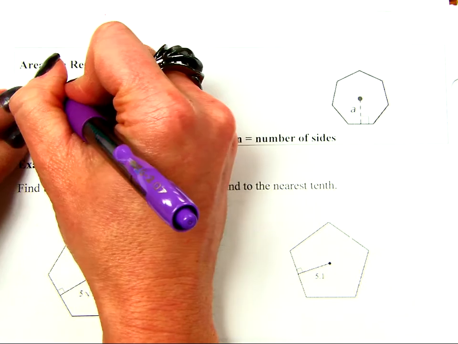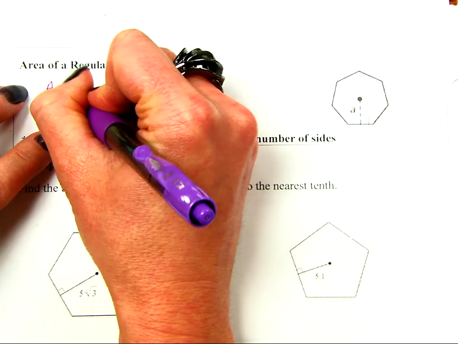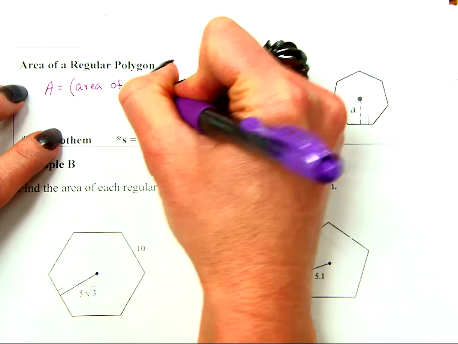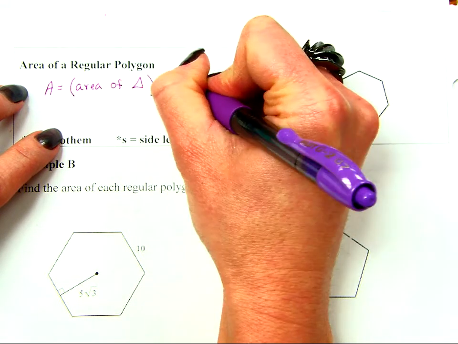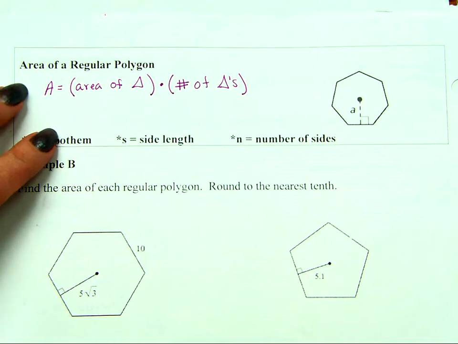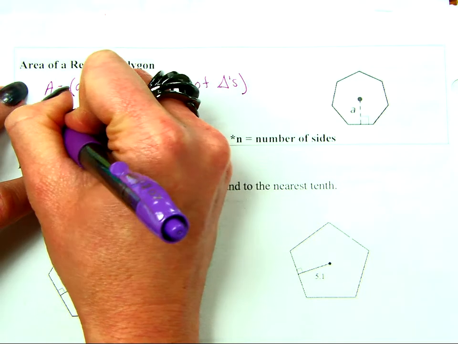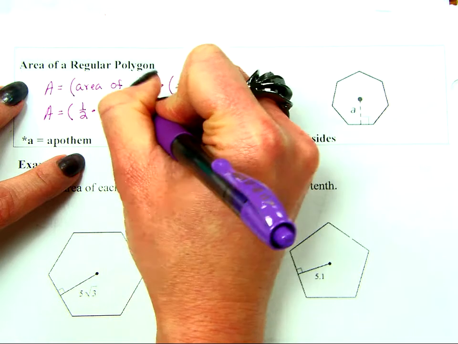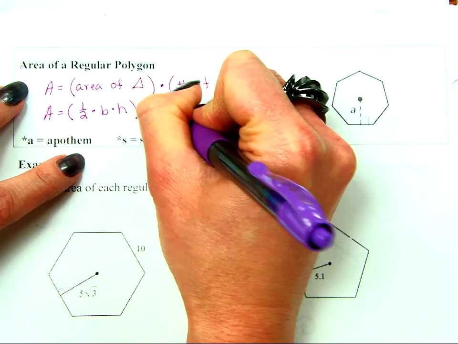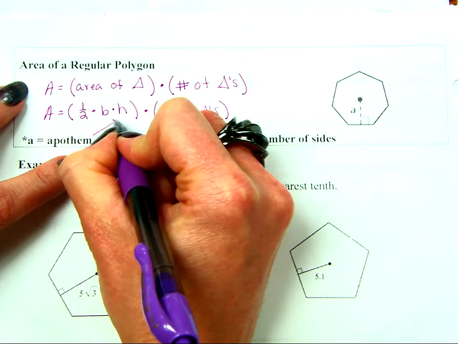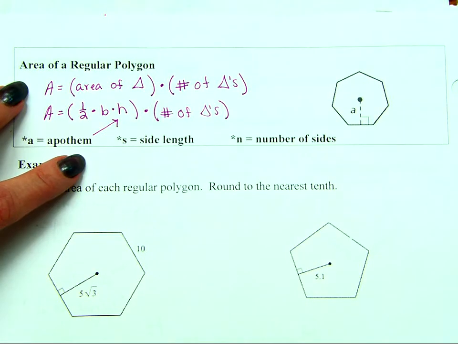and I kind of like to write my formula this way. We're going to take the area of my triangle, and I'm going to multiply it by the number of triangles. We know then that that would mean we are really taking 1/2 base times height times our number of triangles. And the height of our triangle is what we said was our apothem.